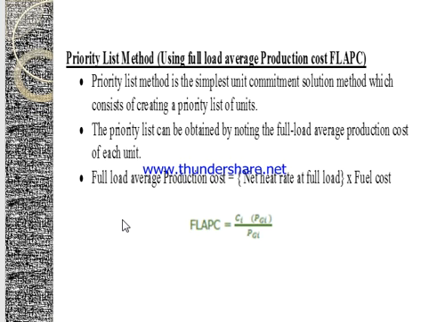The priority list can be obtained by noting the full load average production cost of each unit, which is nothing but the product of net heat rate at full load and the fuel cost. So the FLAPC is given by the equation.